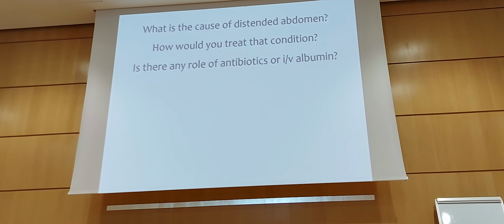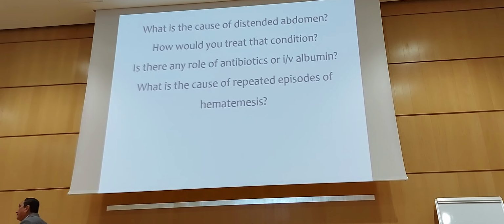So we discuss antibiotics and albumin. If the neutrophil counts are high, so we suspect the SBP. Yes. So we change the treatment from ascites treatment to SBP? No, we will treat the ascites, but we will add antibiotics for the treatment of SBP.